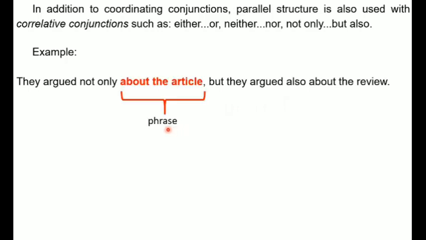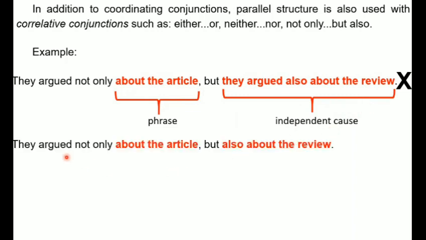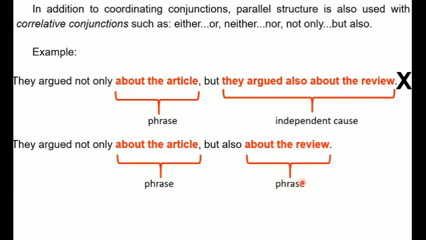Alright? The first element here is about the article. This is a phrase. But the second element here is they argued also about the review. This is an independent clause. So this is not balanced. This is wrong. It should be like this. They argued not only about the article, but also about the review. The first element here is a phrase, and then another element here, the second element, is also a phrase. So this is now balanced. This is correct. And our correlative conjunction is not only, but also. Okay.